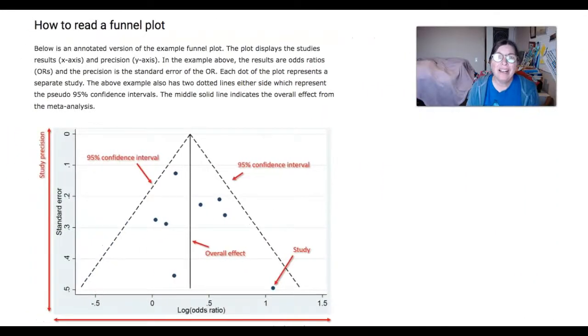And here's what a typical funnel plot might look like. Each dot is one study in the meta-analysis. So you can see that this particular meta-analysis had 1, 2, 3, 4, 5, 6, 7, 8 studies in it. They combined the data from 8 studies.